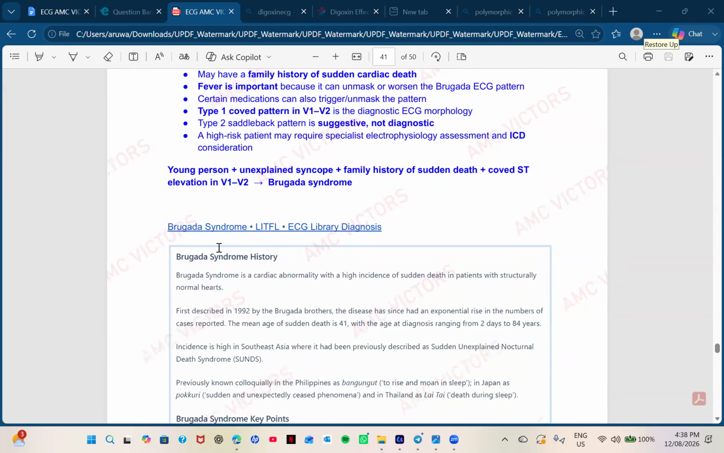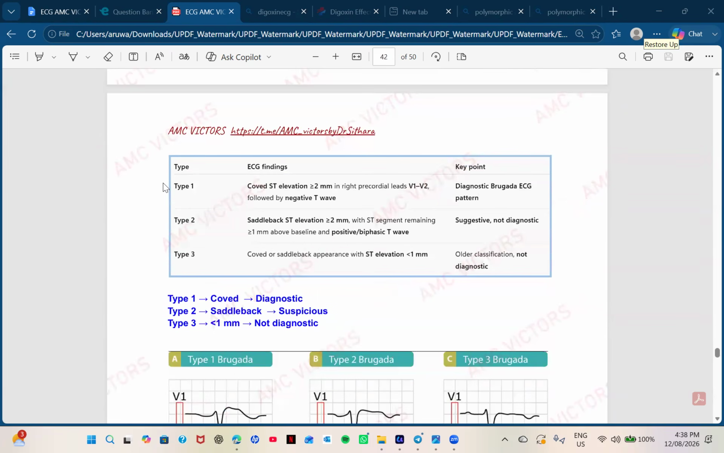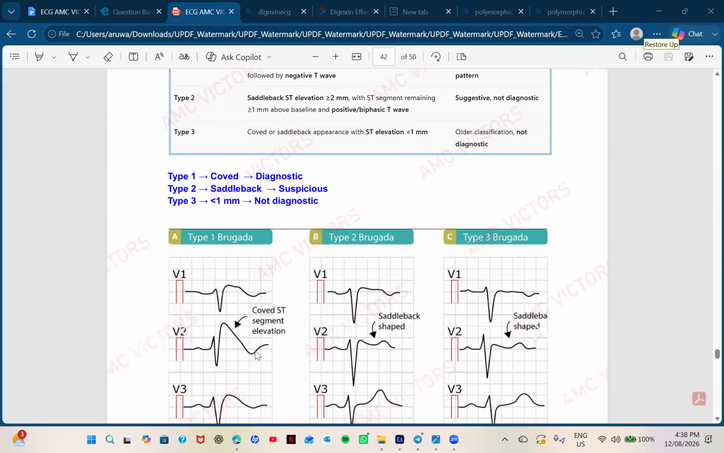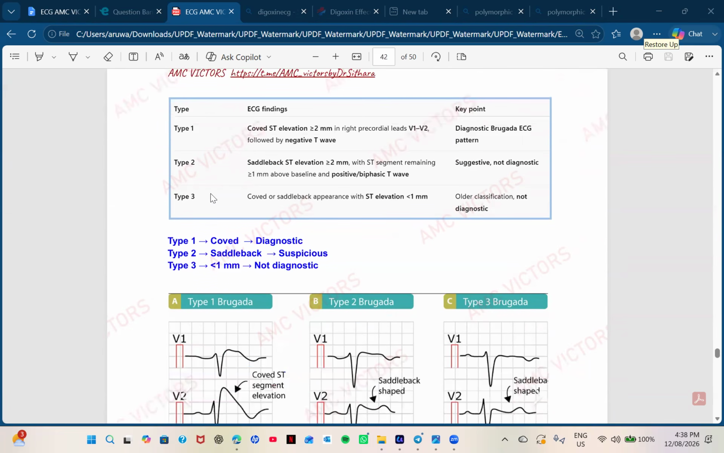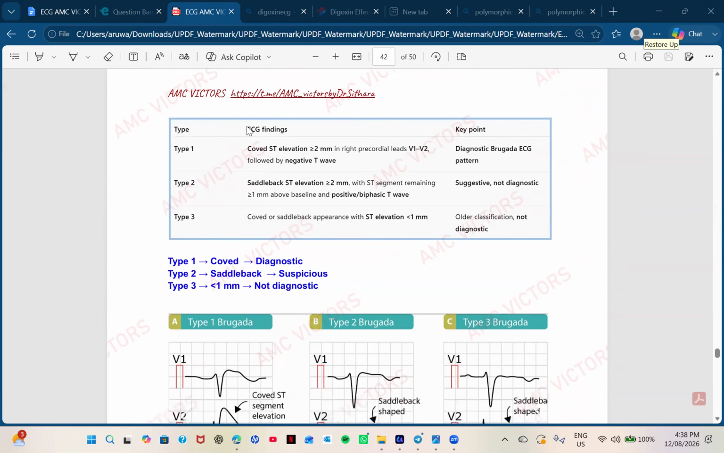Okay, here it is very important. We have different types of Brugada: type 1, type 2, and type 3. I don't know whether you have an idea about these three or not, but type 1 is the most important one. The other types you should know, but they are not as important. So what is type 1? What can you see?